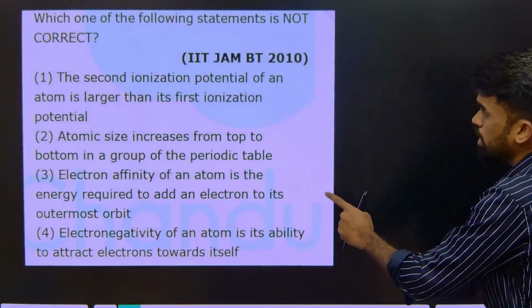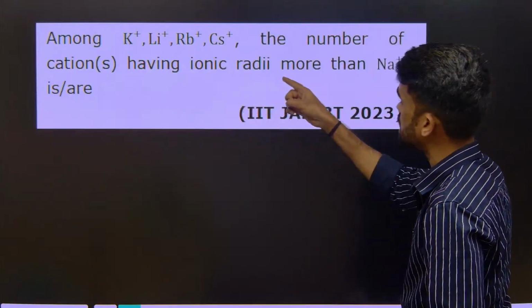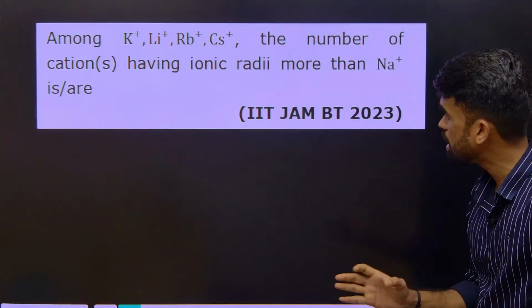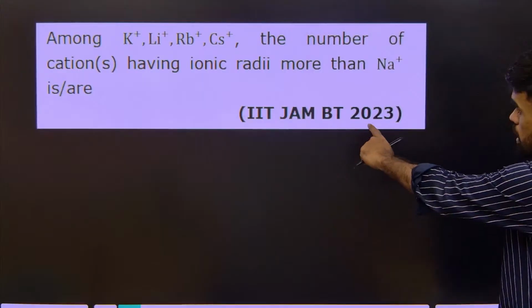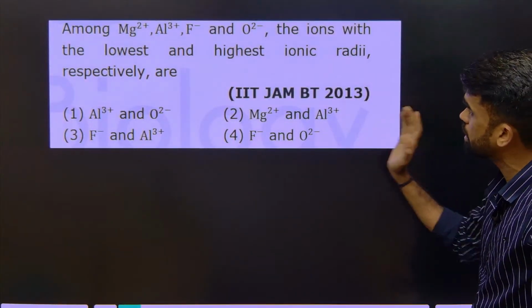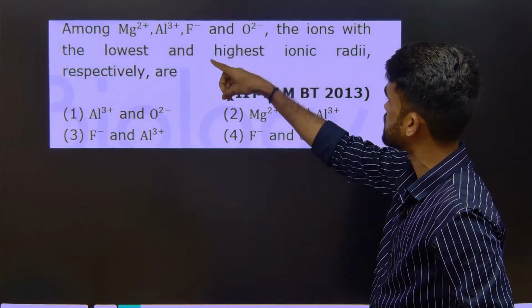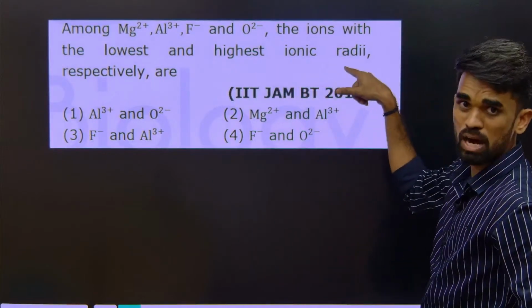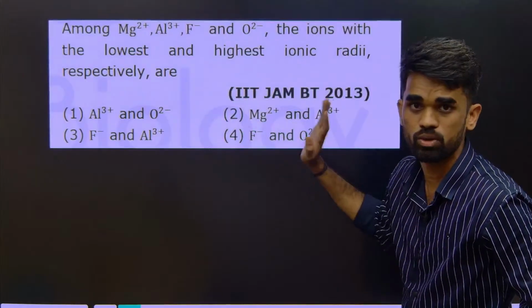Just look at these questions. Again they are asking about ionic radii. These are very easy questions. Again this is from 2023, and again from 2013 you can see ionic sizes, where we need to identify which has the smallest size and which has the largest size.